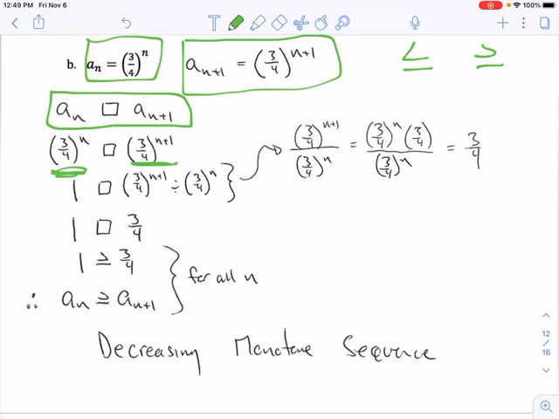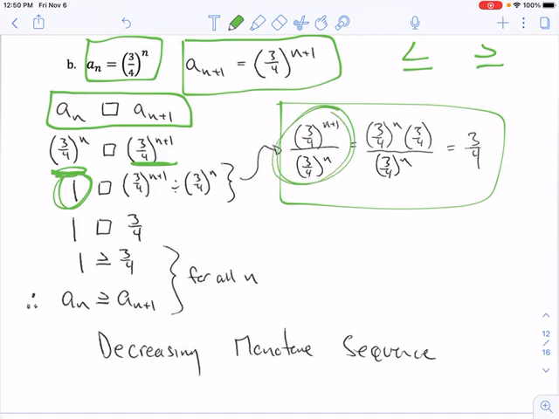And then what do we do? Well, we know that we can take 3/4 to the n plus 1 and divide it by 3/4 to the n if we wanted to. So in other words, I showed what I'm doing over here. I divided both sides by 3/4 to the n. That gives me a 1 on the left-hand side. And that gives me 3/4 to the n plus 1 divided by 3/4 to the n on the right-hand side. And then I simplified it to 3/4, and I showed the actual simplifying here.